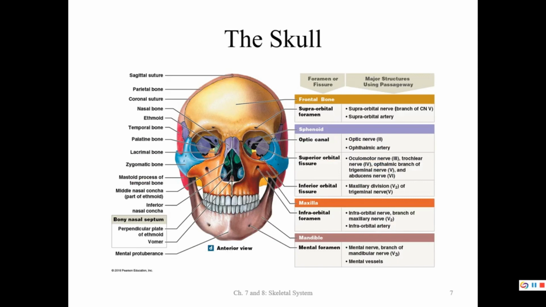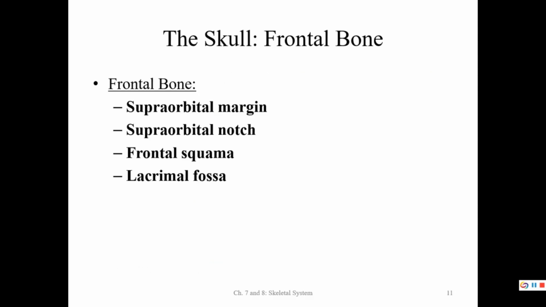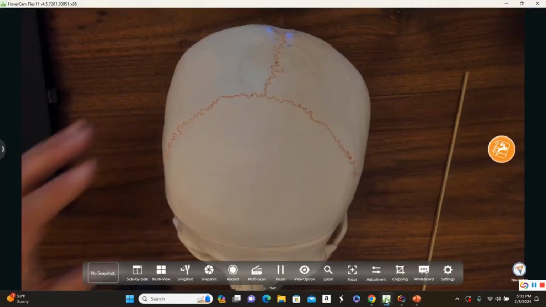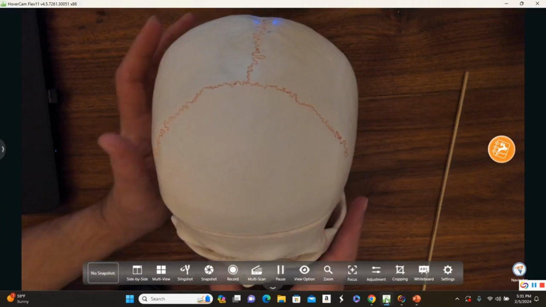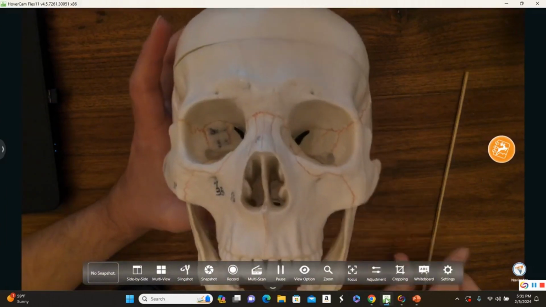Now, the skull itself, here are some diagrams to help you with the skull and all the parts of the skull. We're going to start with each bone, and here's a list of the structures you need to be able to identify. Now, we're going to start by listing these things. So, the supraorbital margin. Let's go and find the supraorbital margin. Supra means above. Orbital references the eye orbit, so the eye socket. So what we're going to do is find the eye socket.